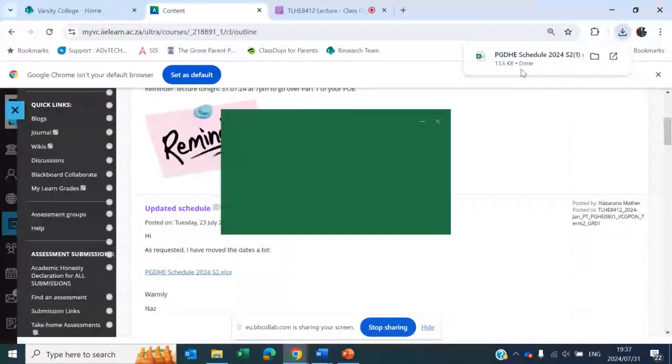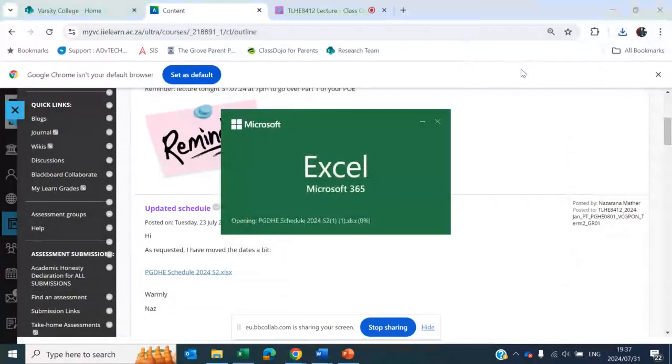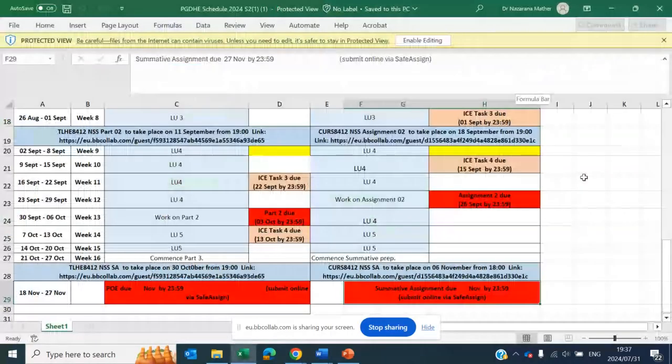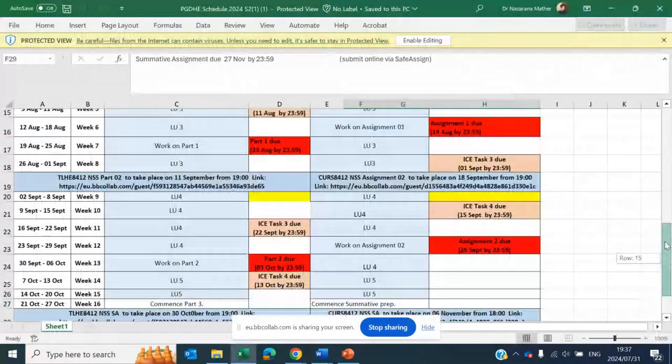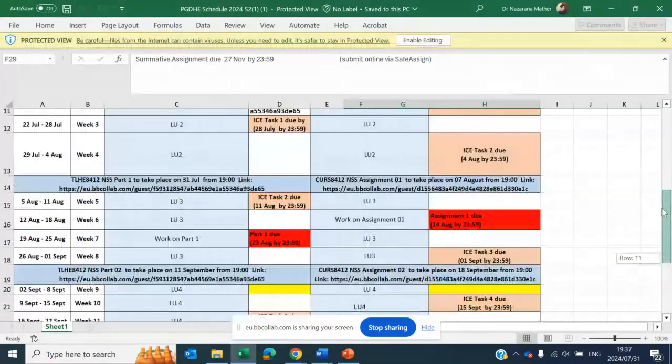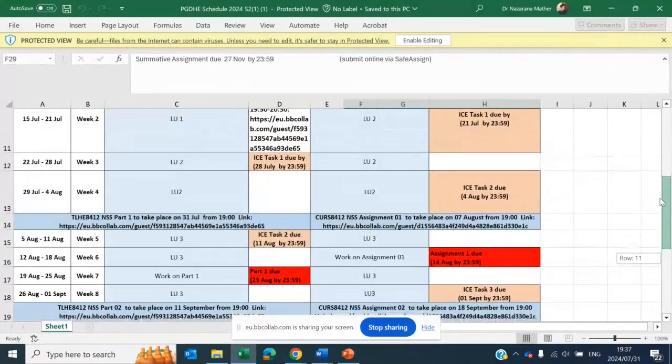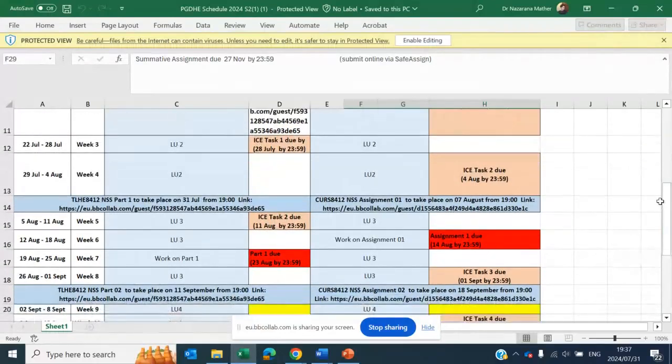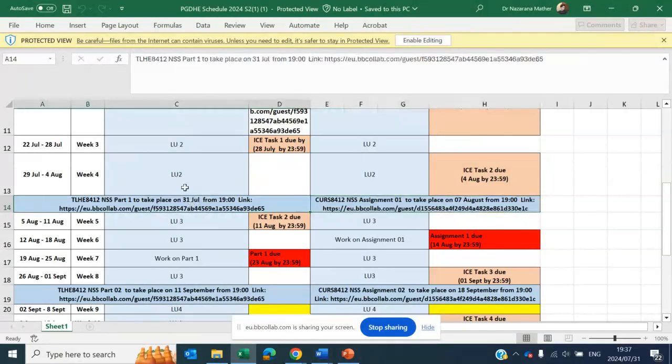Let's just open it because I see there are 1 or 2 other questions about CARS and so forth. So this is what it looks like. CARS assignment 1 is due on the 14th of August. So we'll probably have the national support session for that one next week. And then part 1 for TLHE is indeed due on the 23rd of August. Yes, that's right. I am doing the national support session on the 7th of August. It's there. And today being the 31st of July, we did the national support session for part 1.